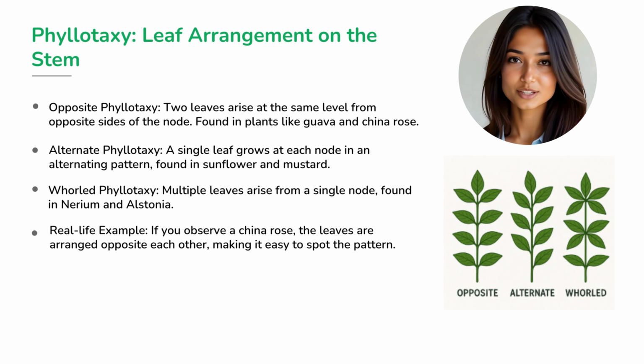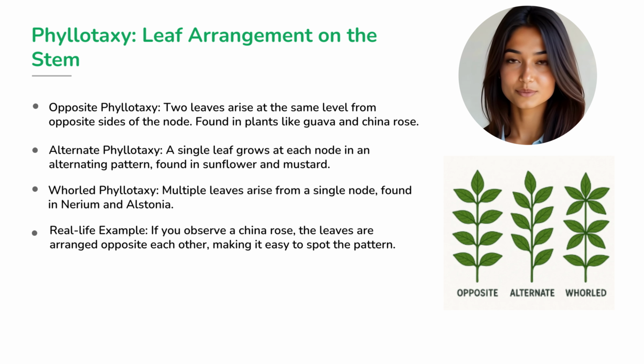Let's talk about phyllotaxy, or how leaves are arranged on the stem. Have you ever noticed the way leaves grow on different plants? Some plants, like the China rose, have opposite phyllotaxy, where two leaves grow at the same level on opposite sides of the stem. Others, like sunflower, have alternate phyllotaxy, where a single leaf grows at each node in a spiral pattern.